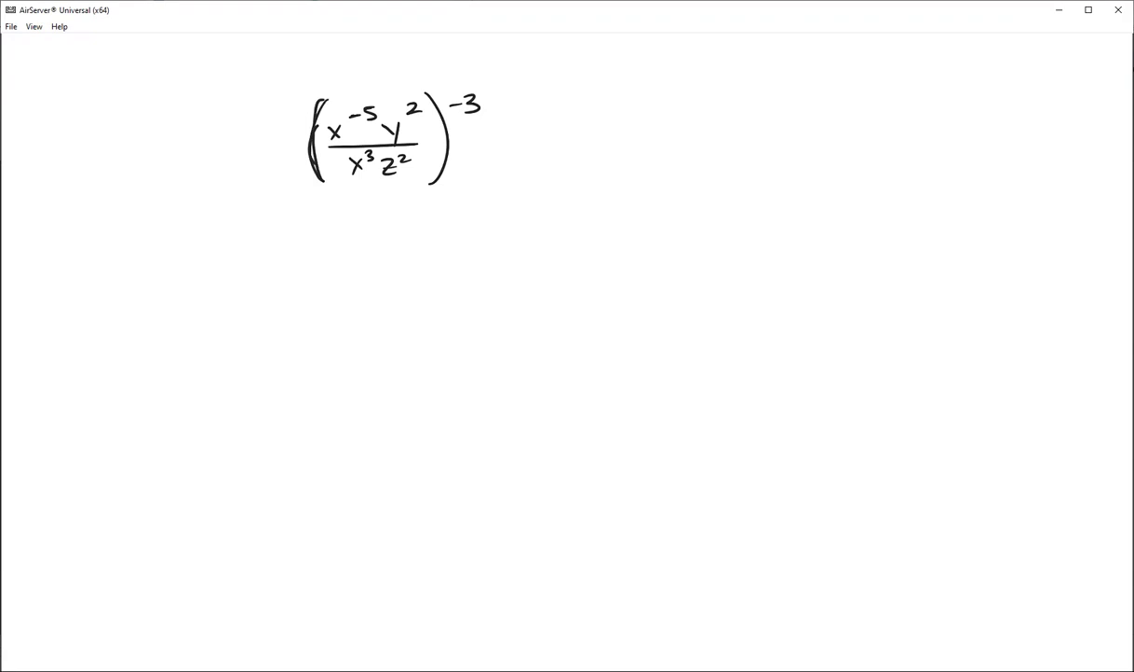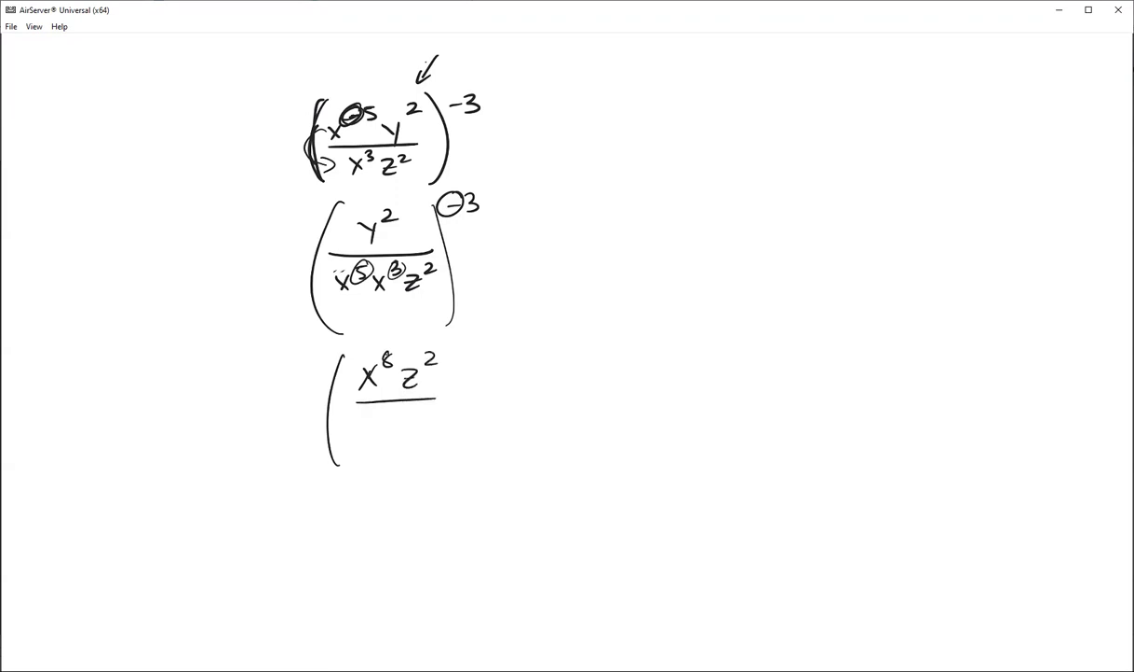All right, so I'm going to move all the negatives and I'm going to focus on the inside first. So it's going to be y squared, z, x to the fifth power, x to the third power, z squared. Again, this negative makes the whole expression go down to the denominator. And then what we have is to the negative 3 power. I'm going to get rid of the negative. The negative flips over the equation. So it'll be x to the 8, because the 5 and the 3, z squared all over y squared to the third power.